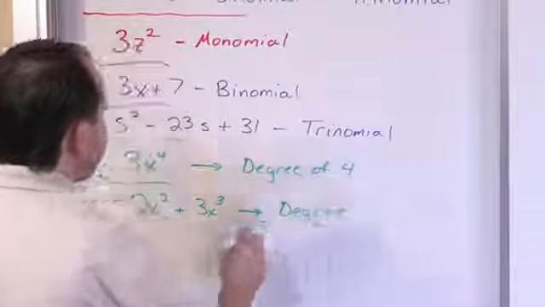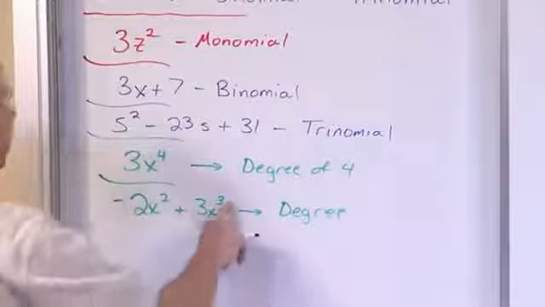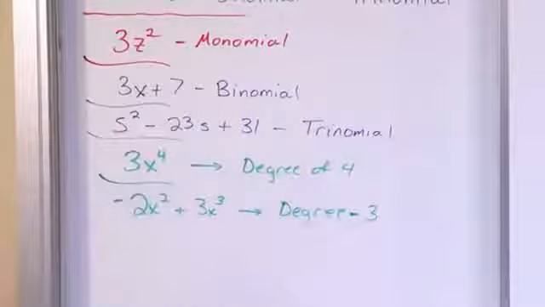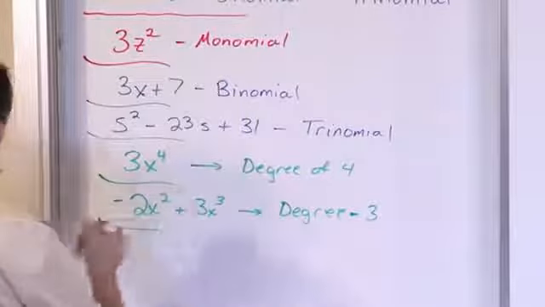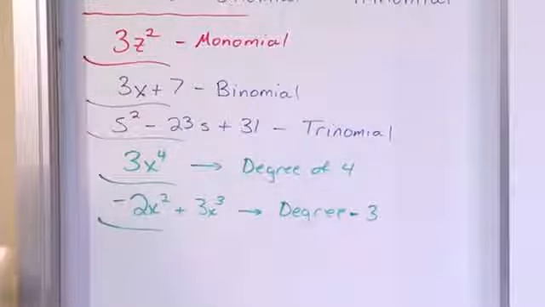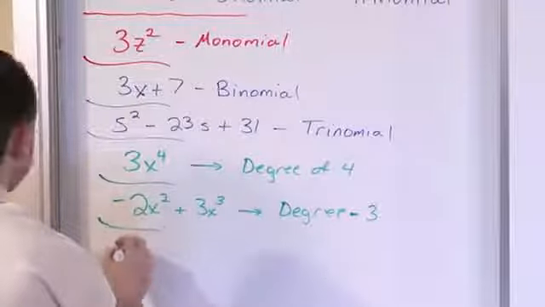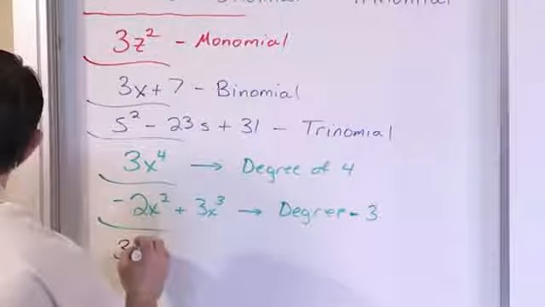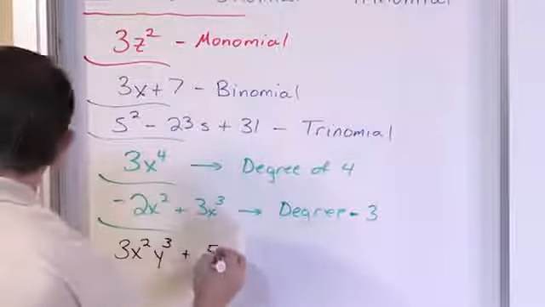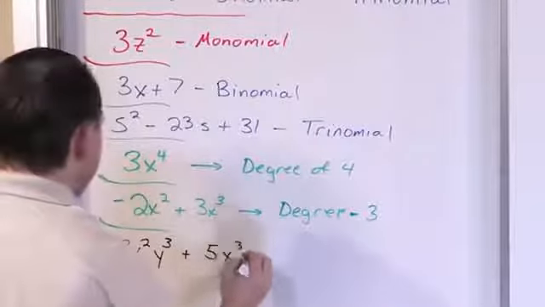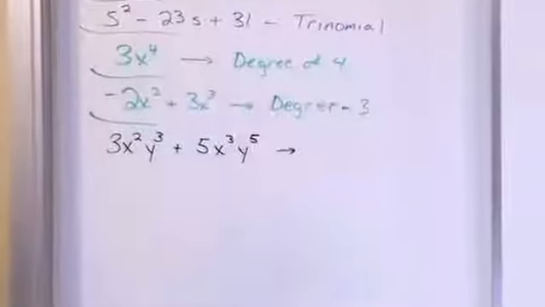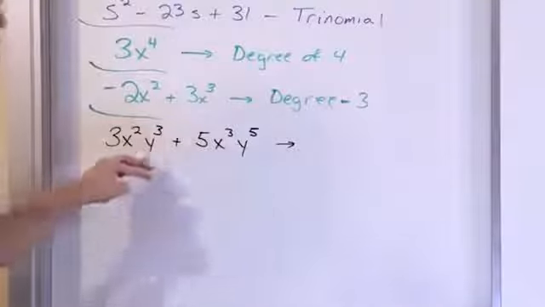Well, you just look through and find the largest exponent. The largest exponent is a 3, so the degree of this polynomial is 3. All right? It's very simple to do. This is not really hard at all. It's just a definition that is very simple, but if you don't know what they're talking about, you won't understand. What if I give you something a little more complicated? 3 times x squared times y cubed plus 5 times x cubed times y to the 5th. And I say, well, is this monomial, binomial, or what? And you look at it and say, well, it's a binomial. It's got 2 terms. Okay?